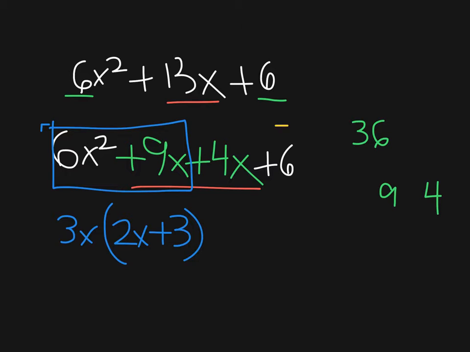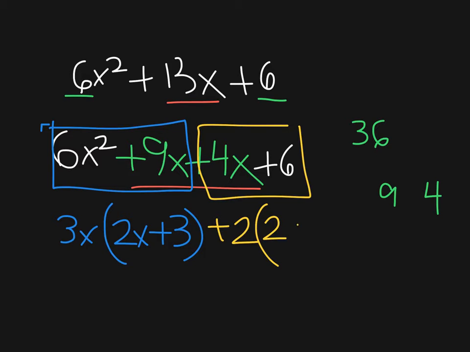So now I'm going to look at this pair here. I'm going to do the same thing. What's the greatest common factor that I can take out of both of those? Well, I can take 2 out of both. If I take 2 out of 4x, I'm left with 2x. If I take 2 out of 6, I'm left with 3.